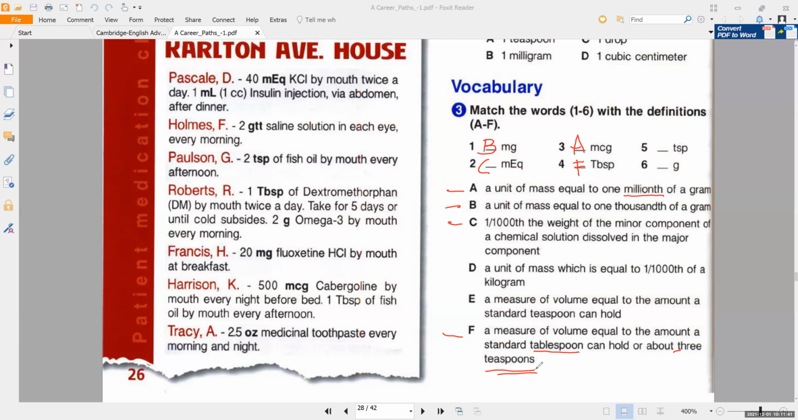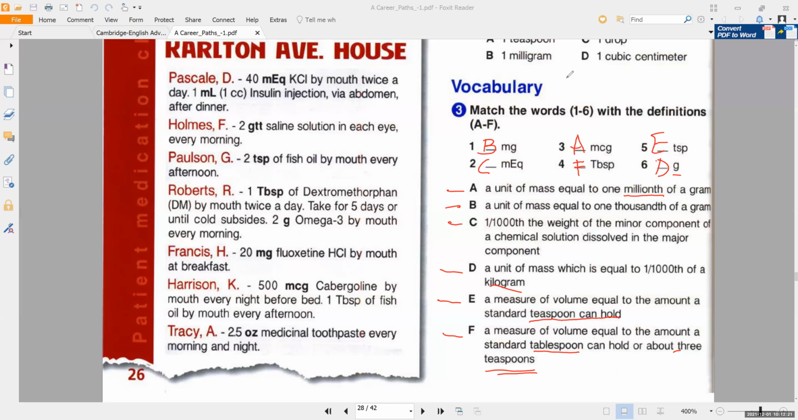Number 5 is E, a measure of volume equal to the amount a standard teaspoon can hold. So teaspoon is smaller than a tablespoon. And finally, number G is D, a unit of mass which is equal to 1 out of 1,000 of a kilogram, which is the gram, of course.